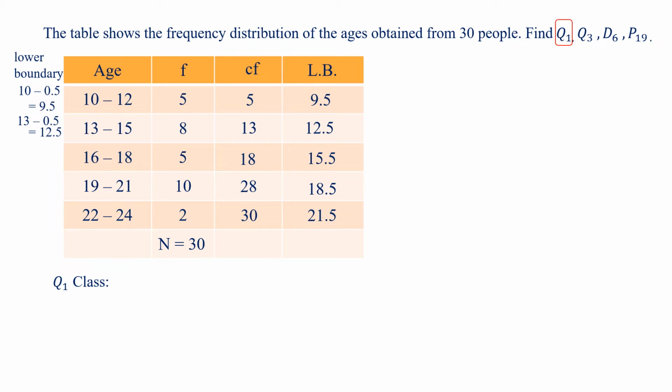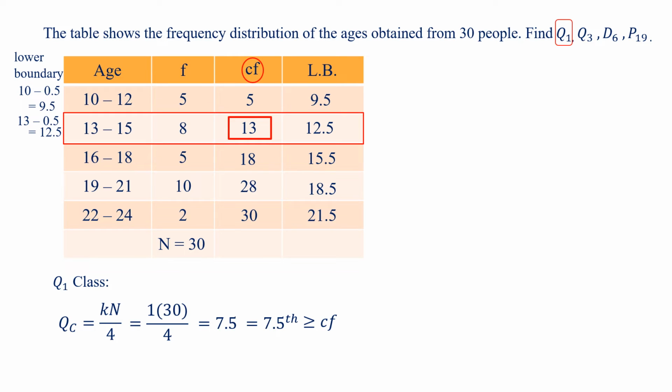Now that we have completed the table, we are going to determine Q1. First, we determine where the Q1 class is. To determine it, we use Q sub C is equal to kn over 4. We substitute the value of k, which is equal to 1, and n, which is equal to 30. So we have 1 times 30 over 4, and 30 over 4 is equal to 7.5. It means that Q1 is located at 7.5. Let's take a look at the CF, which is the first number greater than or equal to 7.5. Correct, it is 13. So this is your Q1 class.